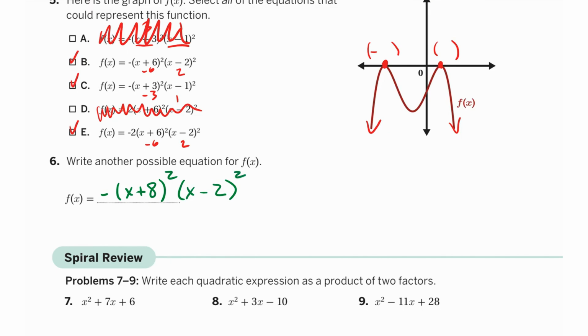Again, there's like infinite different things that you could do because there's no scale on this, right? You just need something that would give you a negative and a positive intercept, both of them having power of 2 and a negative in the front.